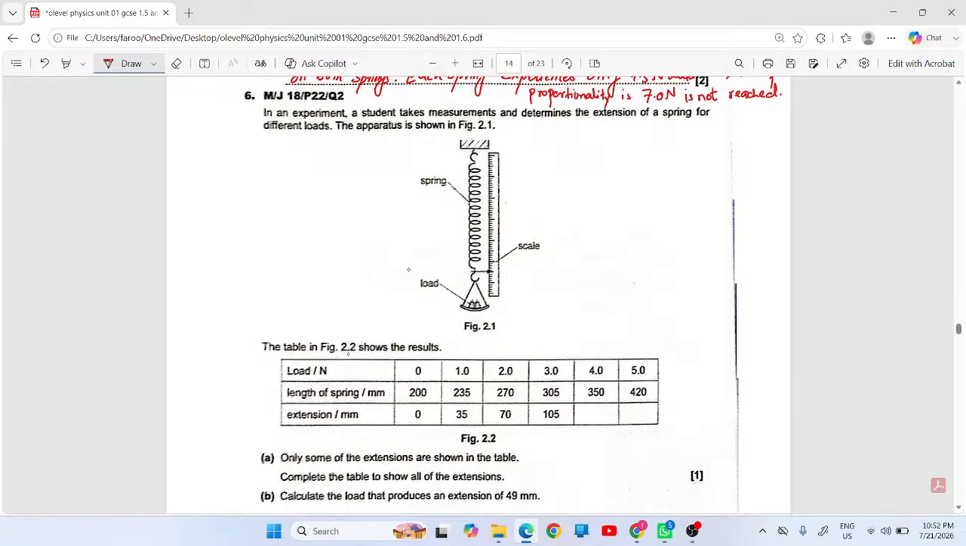The table shows the length of a spring. Some of the extensions are shown in the table. Complete the table to show all the extensions.